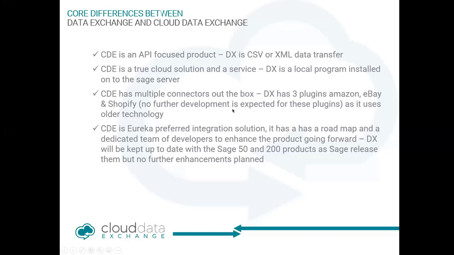Cloud Data Exchange has multiple connectors out of the box. That should be API connectors out of the box. Data Exchange only has three: eBay, Amazon, and Shopify. We're not expecting any further development for these plugins as we're driving everyone towards the cloud, and it's old technology. We're not going to stop selling Data Exchange.